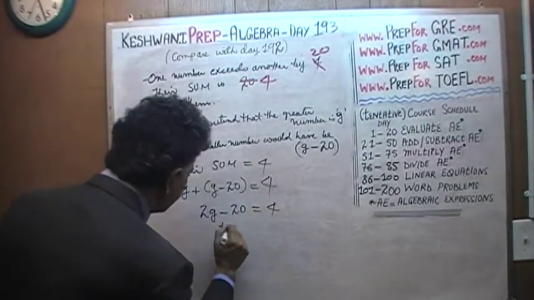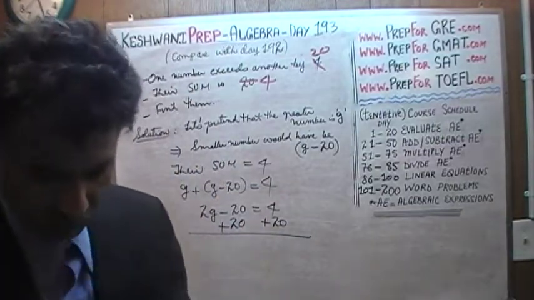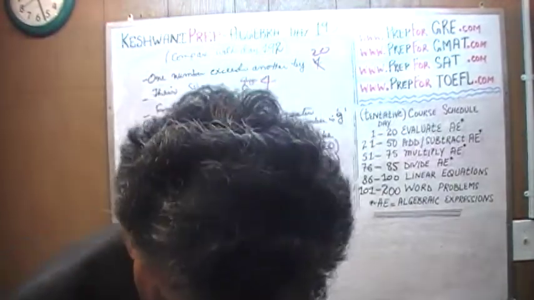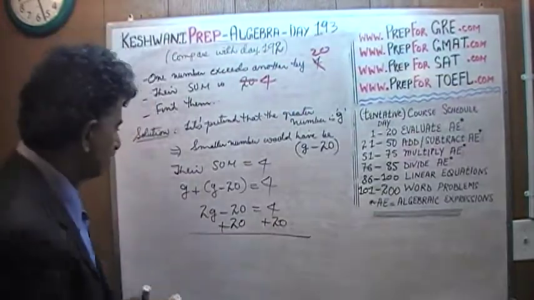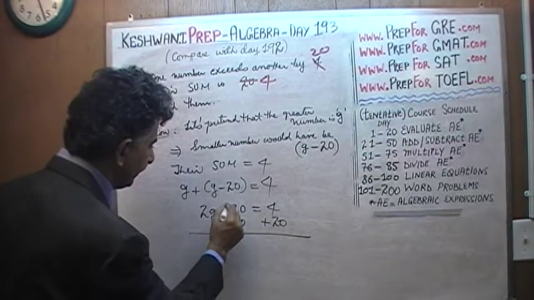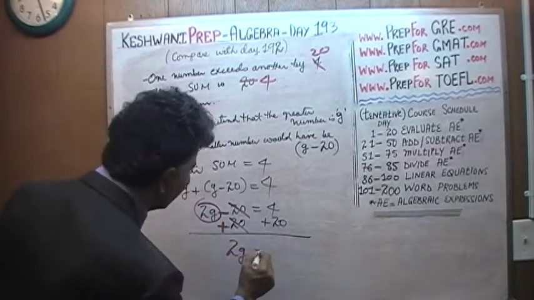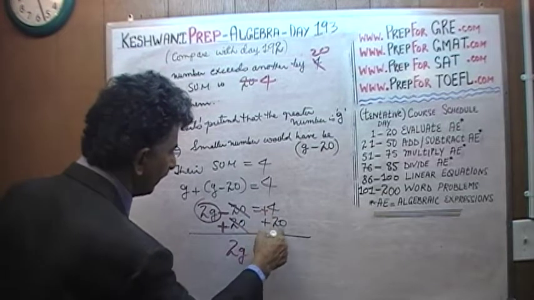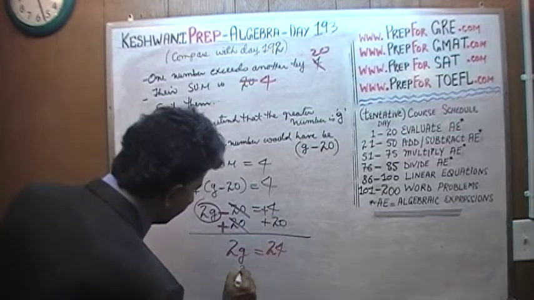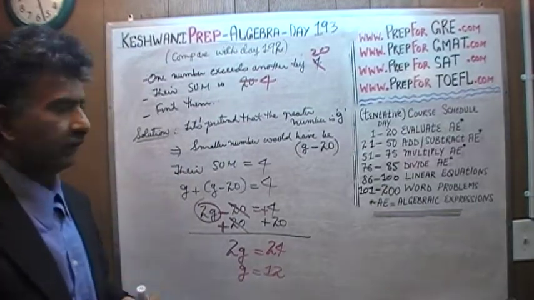Let's add 20 to both sides. So we have a negative 20 here and a positive 20 here. They cancel out, and this 2G comes down. 2G equals 4 plus 20, which is 24. Therefore G equals 12. The greater number equals 12.